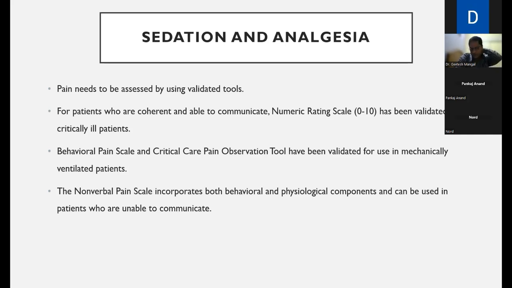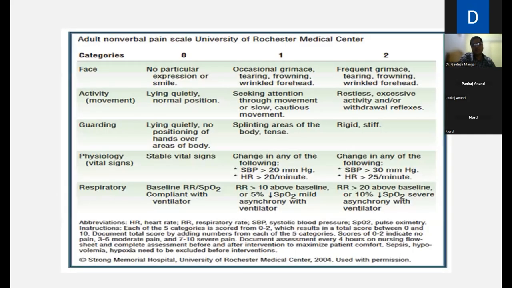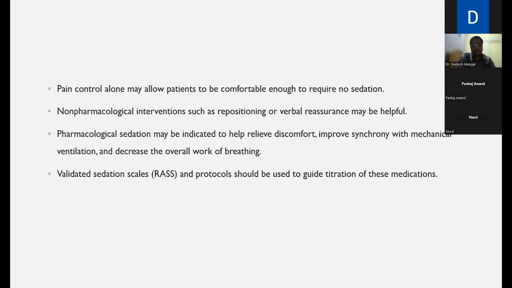And most commonly, we use a non-verbal pain scale, which incorporates both behavioral and physiological components and can be used in patients who are not able to communicate. So, for ventilated patients, this is the adult non-verbal pain scale, which includes physiological and physical parameters. They are scaled from 0 to 2. So, five components, and the total score is up to 10. So 7 to 10 is severe pain, which needs to be treated aggressively.